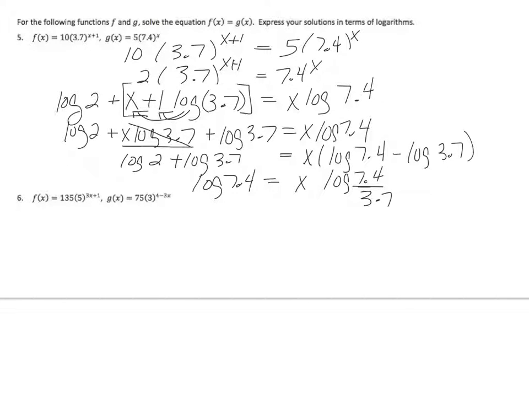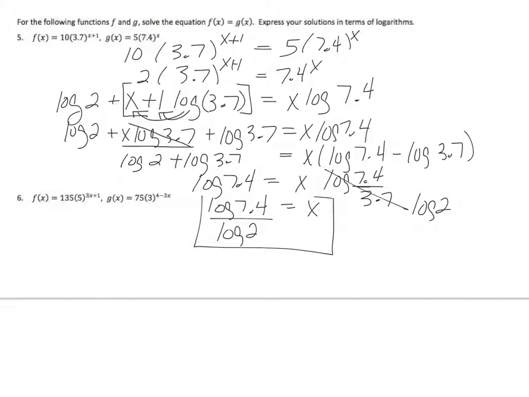7.4 divided by 3.7 should be 2. So log 7.4 equals x times log 2. I'm going to divide both sides by log 2. And this right here is my answer in logarithmic form, which is how it asked for the answer, right?